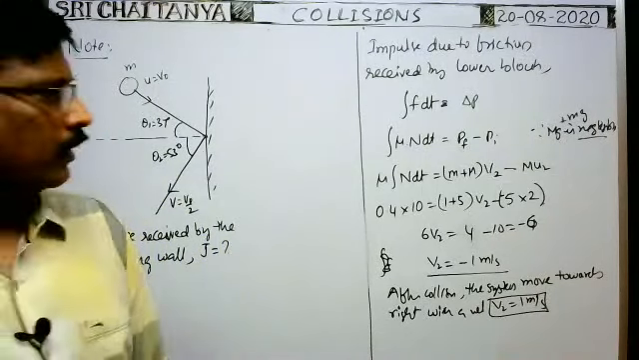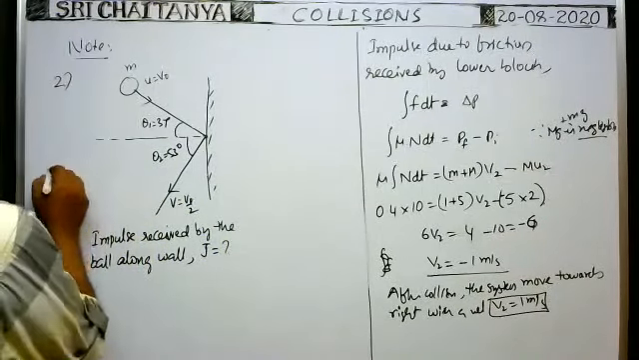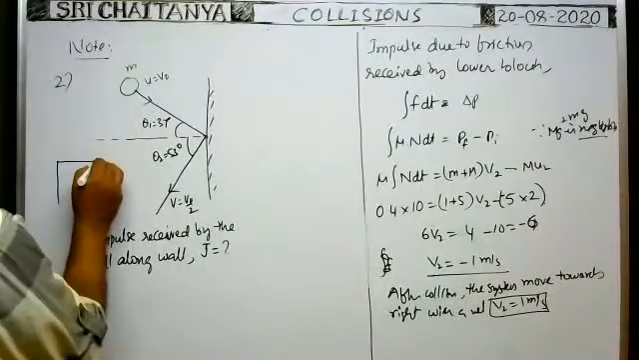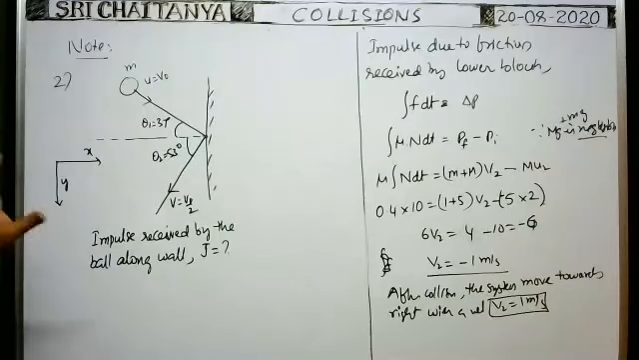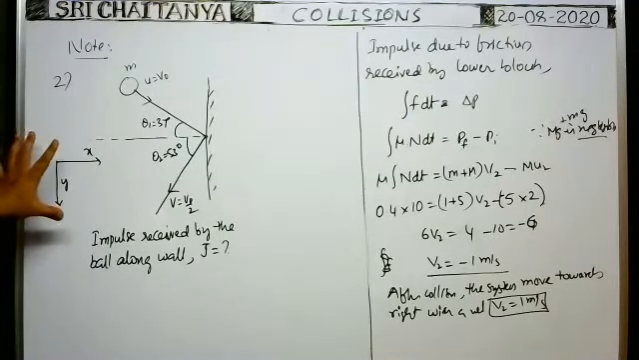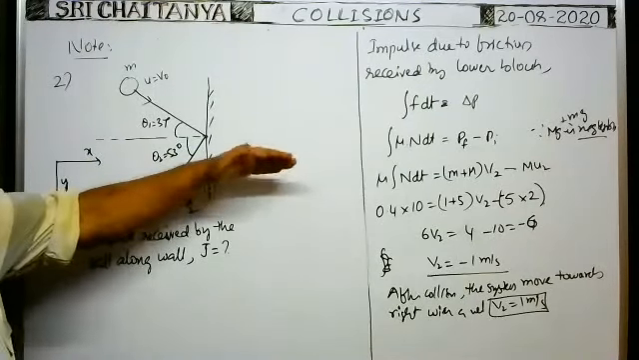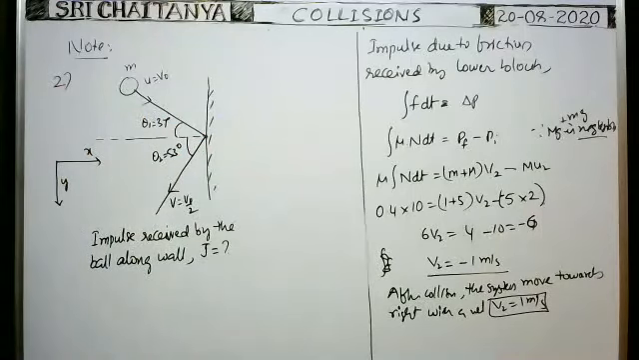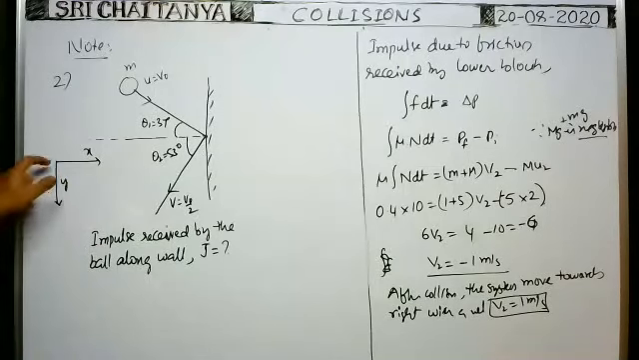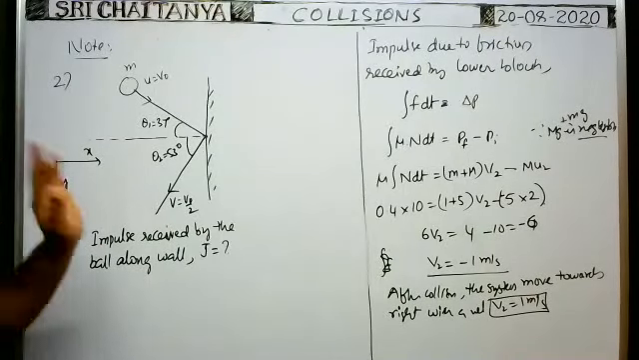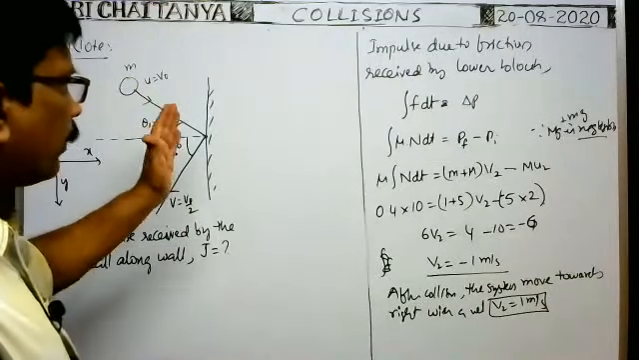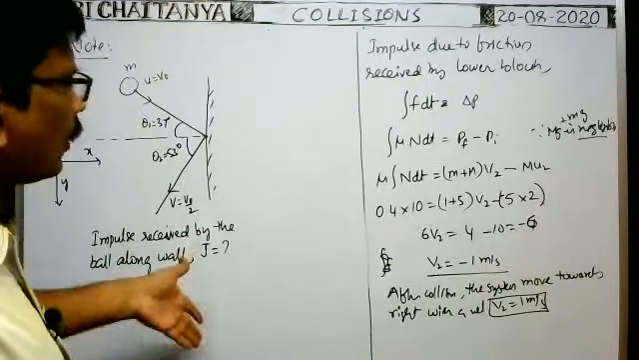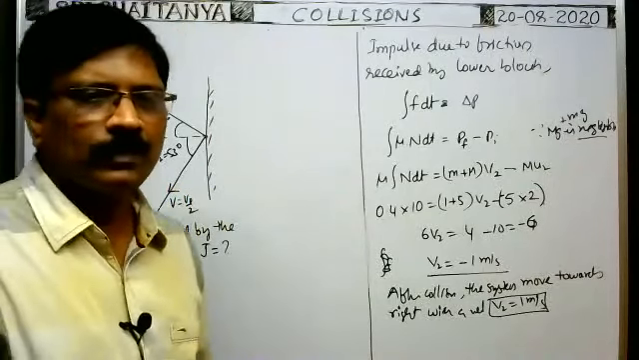Here, this is the positive x-axis and this is the positive y-axis, the diagram is given like this. Along this direction you take positive x-axis, along this direction positive y-axis, and the opposite directions are negative. Now tell me, does the ball receive an impulse along the y direction, parallel to the wall, or not?